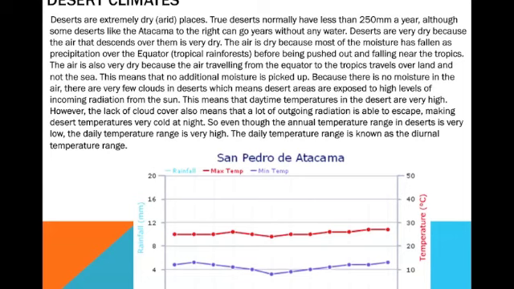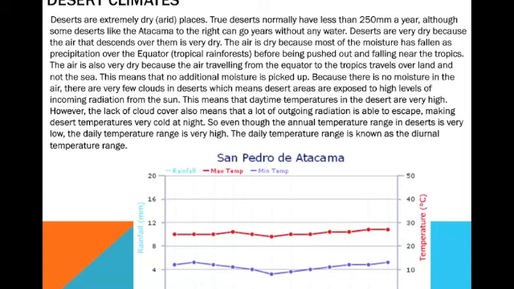Deserts are very dry because the air that descends over them is very dry. The air is dry because most of the moisture has fallen as precipitation over the equator, where the tropical rainforests are, before being pushed out and falling near the tropics. The air is also very dry because the air traveling from the equator to the tropics travels over land and not the sea. This means that no additional moisture is picked up.